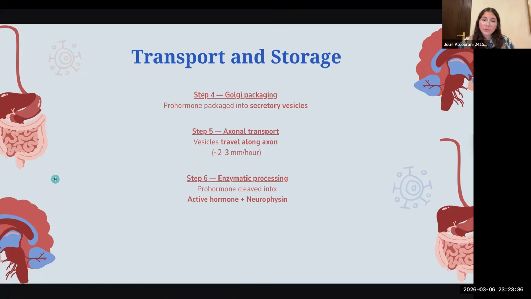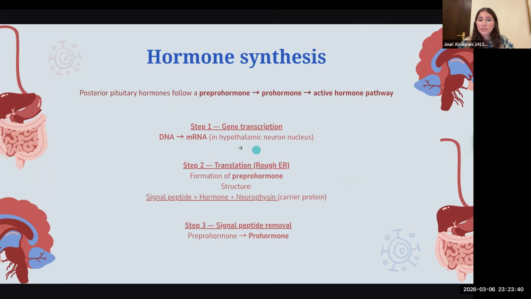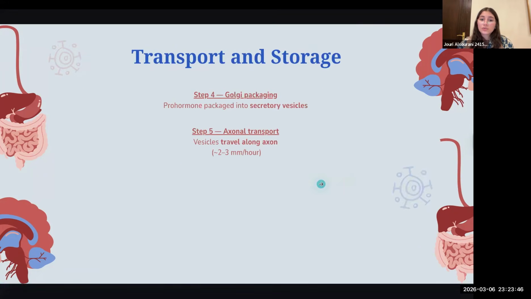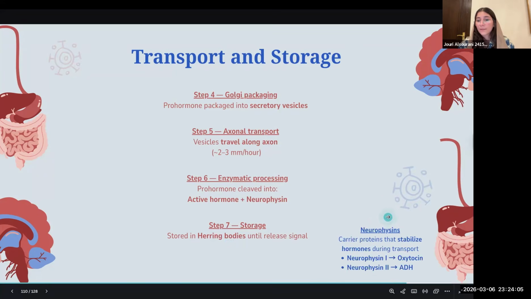So, like we said, here we have the pre-pro hormone. This happens through the translation. Then we remove the signaling peptide. This becomes the prohormone. And then as soon as we remove the neurophysin, we'll just have the active hormone alone. But if we don't need this active hormone right now, it's just going to be stored in the Herring bodies until there's a signal basically saying that we need this hormone. So up until the hormones are needed, they're going to be stored in these Herring bodies.